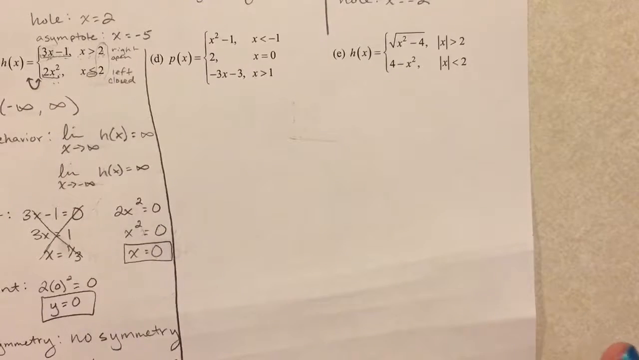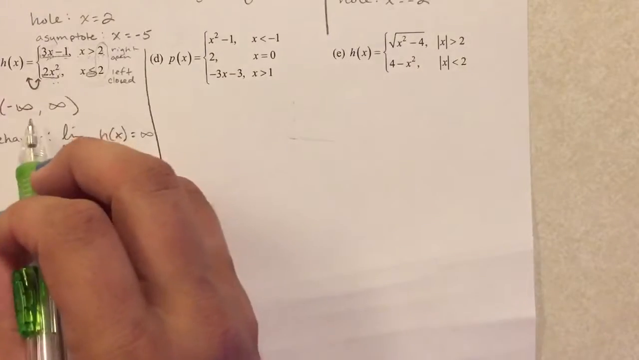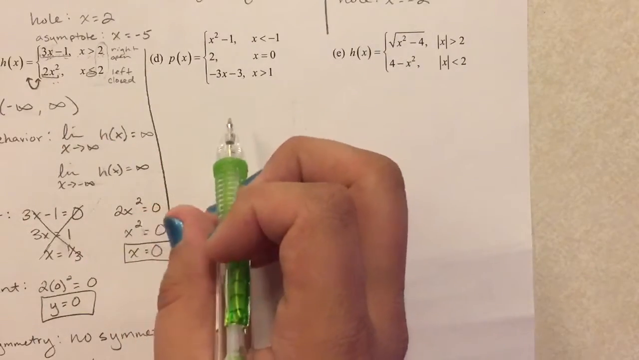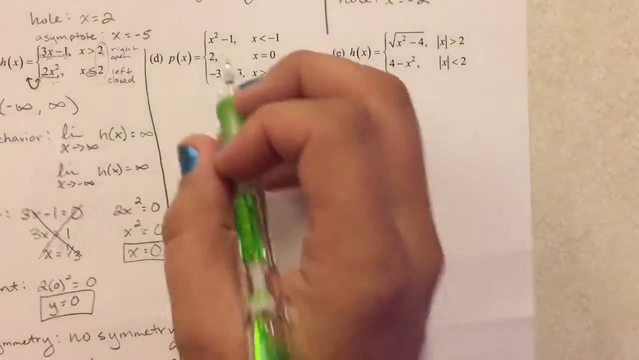Graph D is another piecewise, so we're going to treat it in the same fashion. So I'm going to look for what kind of functions I'm dealing with to figure out the domain, and then make sure that all of my points are accounted for, okay? So let's just look at what we've got.